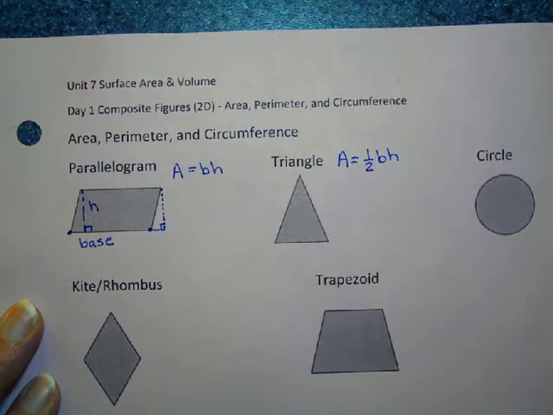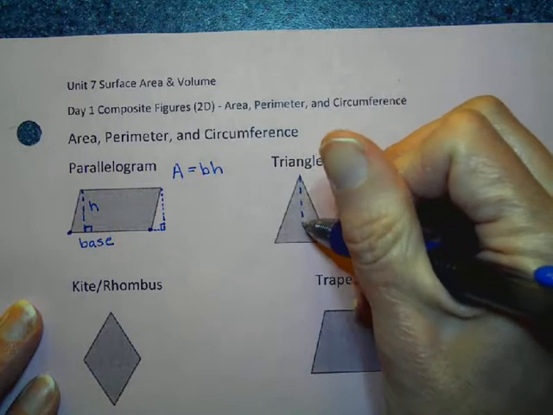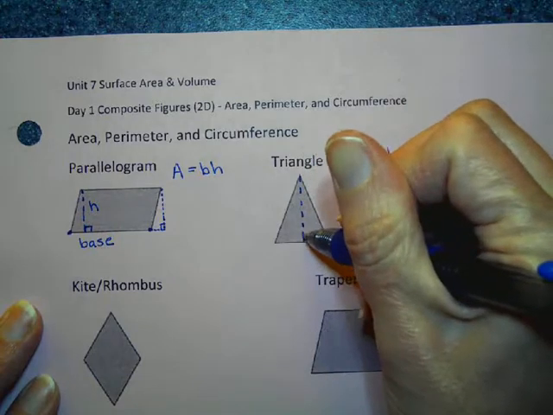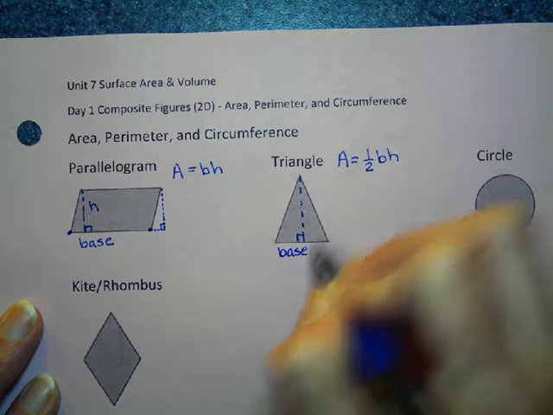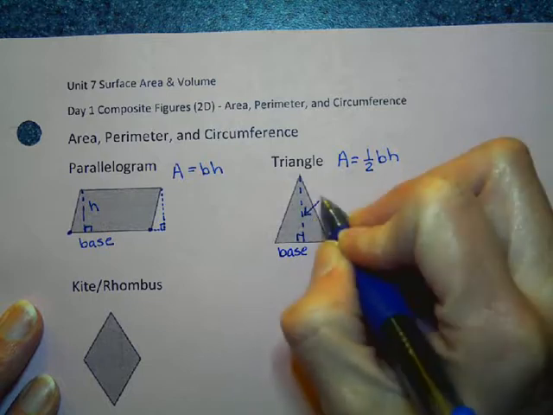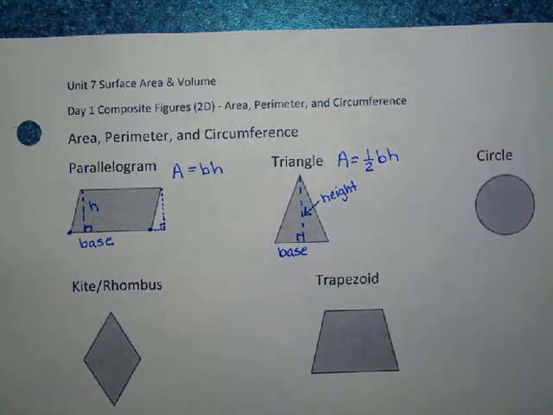Again, we use this formula if we know where the height is in the triangle. Height and base meet at 90 degrees, so this would be considered our base. That dashed line in there would be considered your height. So again, the height is always wherever the right angle meets another side, height and base.